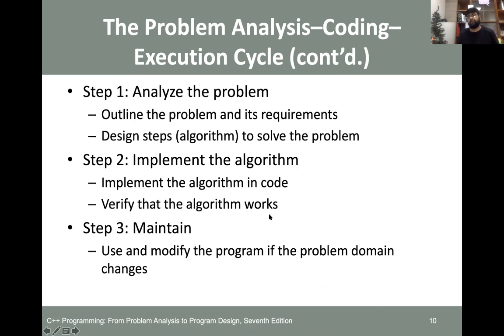Okay, so if you continue with the problem analysis, coding, execution cycle, you observe that the first step is to analyze the problem. We should outline the problem and its requirements. We should design steps or algorithms to solve the problem. Once you have analyzed the problem, you know what the problem is and what its requirements are, and you've also designed the steps, or come up with the algorithm, the step-by-step process to solve the problem. Then you move on to implementation of the algorithm, where whatever you have written as rough English as an algorithm, or maybe as a diagram, you then need to implement in code.